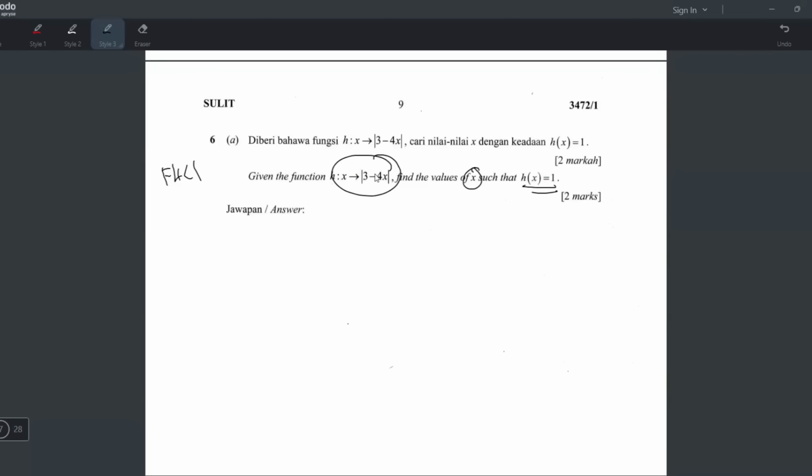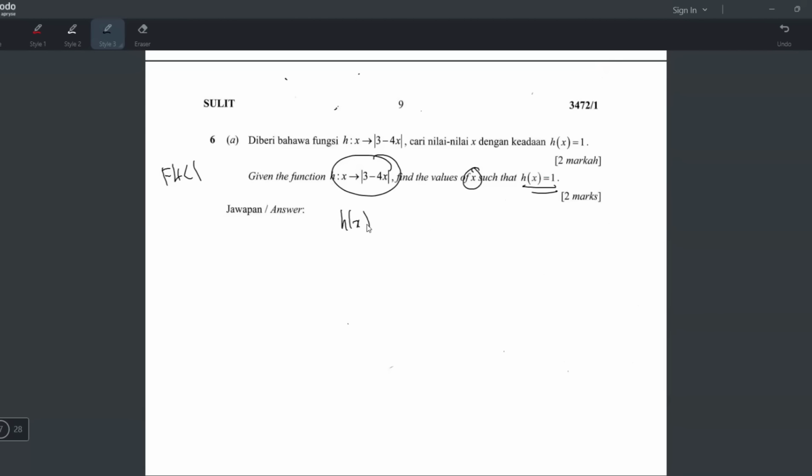That means if you try to sketch this graph out, you will get a V shape. Okay, it will be a straight line. Yeah, because it's a linear, right? The x highest power is 1, it's a linear. But with the modulus, the straight line will reflect. When it reach the x-axis here, it will reflect up. Okay, like that. But the shape is not important for this question. What they are asking for is the values of x when h(x) equals 1.